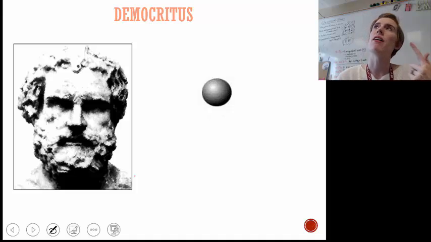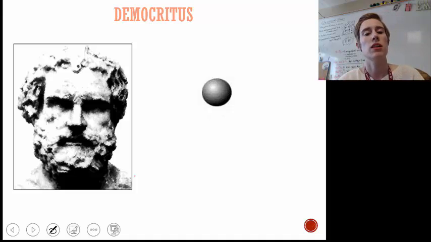Basically, he said, if I cut an apple in half, and then I cut it in half again, and again, and again, and again, and again, and again, eventually, I'm going to get to a tiny little particle I can't cut anymore, right? It's too small, I can't cut it.